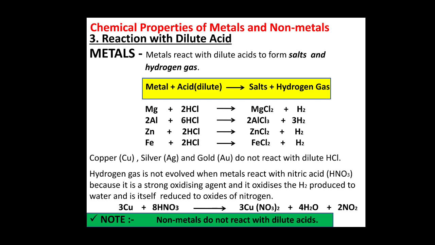Okay. So, when copper reacts with nitric acid, that is HNO3, it forms copper nitrate, that is Cu(NO3)2, plus water plus nitrogen dioxide. Clear? If this metal copper reacts with nitric acid, these are the products. Here copper nitrate is the salt of copper.